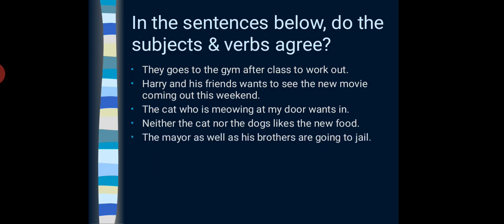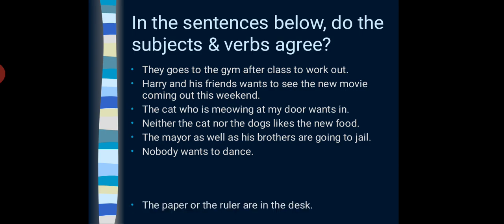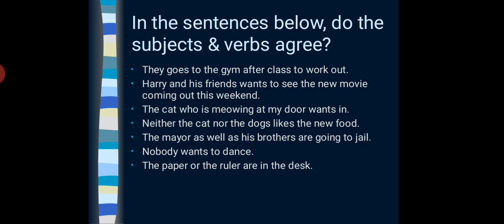Okay, let's move further. The mayor as well as his brothers are going to jail. The mayor as well as his brothers, this one will have is as the verb. Nobody wants to dance. It's correct because nobody, being an indefinite pronoun, always takes a singular verb. So nobody wants to dance is correct. The paper or the ruler are in the desk. Is it correct or no? Yes, it is incorrect. The paper or the ruler, the nearest subject is the ruler. So the verb should be is, because ruler is a singular subject.